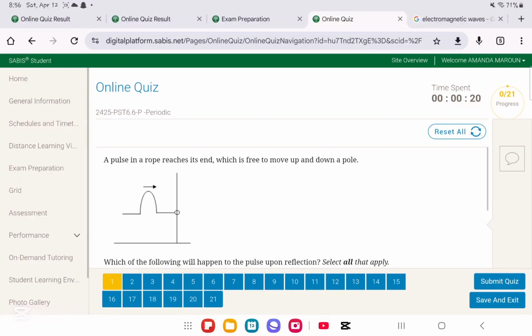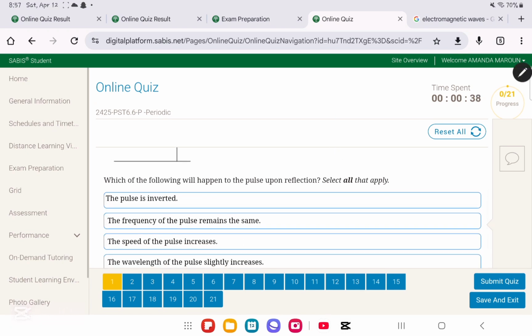So today I'll be explaining the physics course practice section 6.6 to 6.10. So let's start with the first question. In the first question they said, a pulse in a rope reaches its end, which is free to move up and down a pole. Which of the following will happen to the pulse upon reflection?